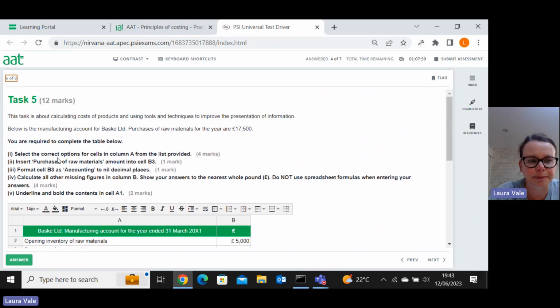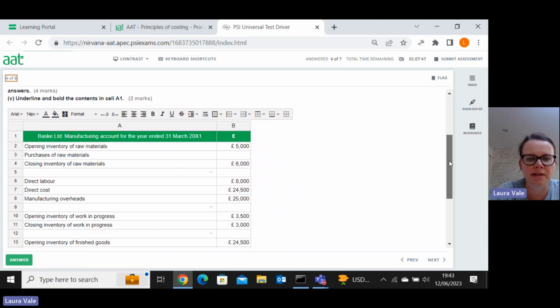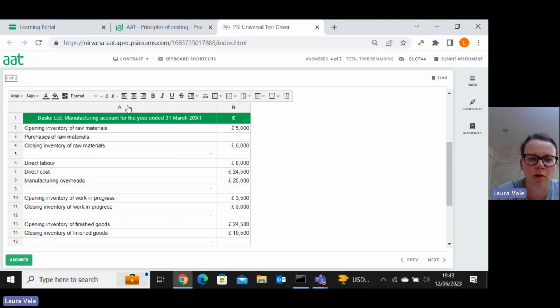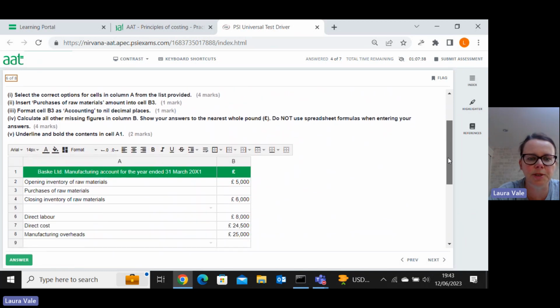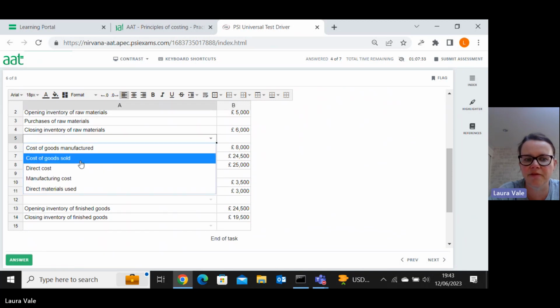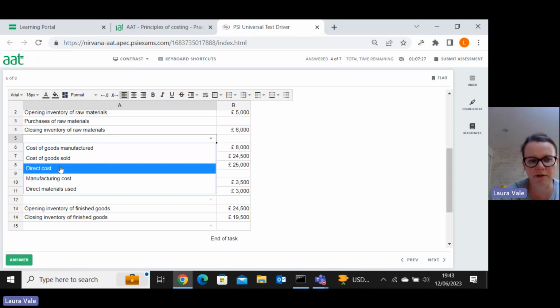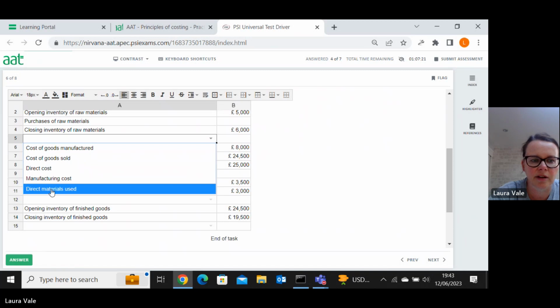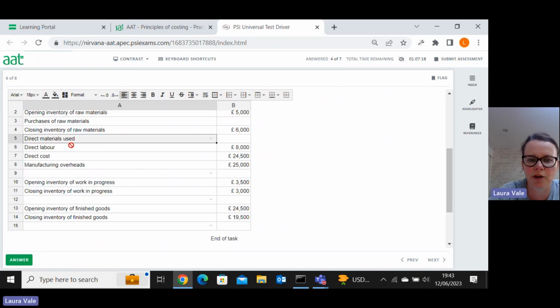Right, so select the correct options for cells in column A from the list provided. So this is like a spreadsheet. We've got column A here, and it's asking me to select the correct options. So this is just going to be a simple double click, fill in your manufacturing account. If you've learnt, and hopefully you have, the order of play in the manufacturing account, you should know that the first subheading is direct materials used.